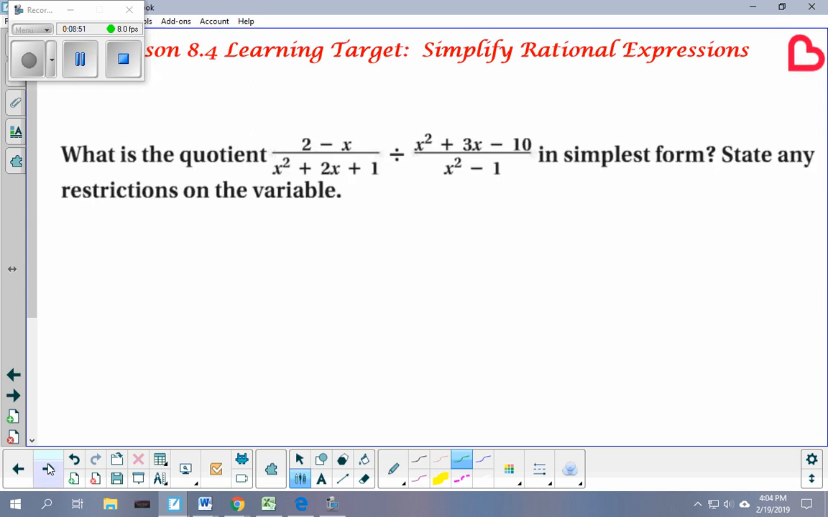And then we'll just go ahead and do one last one. This one is a division problem. And so again, just like when we're working with real numbers, we want to multiply by the reciprocal of the second term. So the first term is 2 minus x over x squared plus 2x plus 1. And then times, we'll write the reciprocal, x squared minus 1 over x squared plus 3x minus 10.